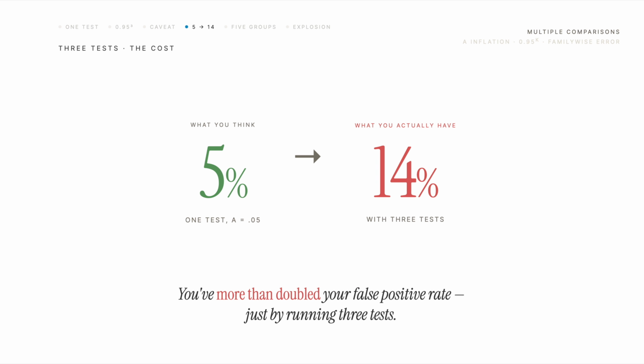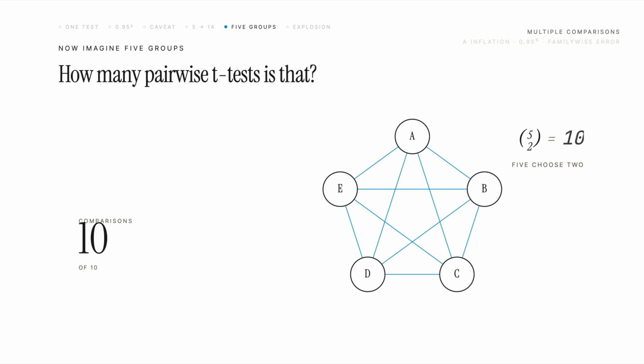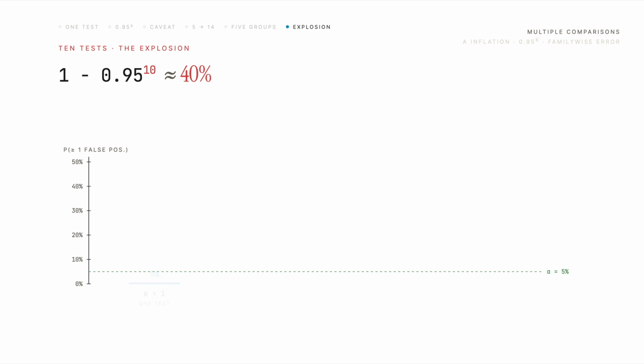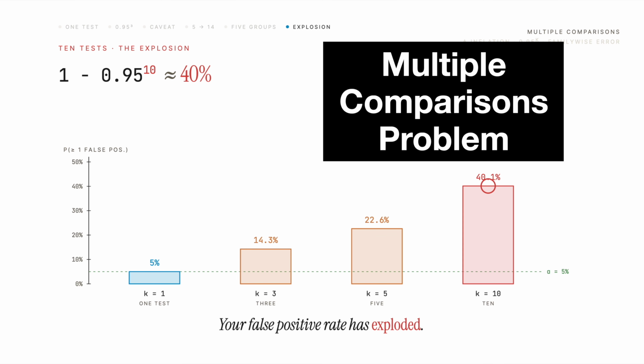14%, not 5%. You've more than doubled your false positive rate just by running 3 tests. Now imagine you have 5 groups, not 3. How many pairwise t-tests is that? Well, 5 choose 2, which is 10 comparisons. The probability of at least one false positive with 10 tests? 1 minus 0.95 to the 10th power. That's almost 40%. Your false positive rate has exploded. This is called the multiple comparisons problem, and it's a real and serious threat to the validity of your conclusions.